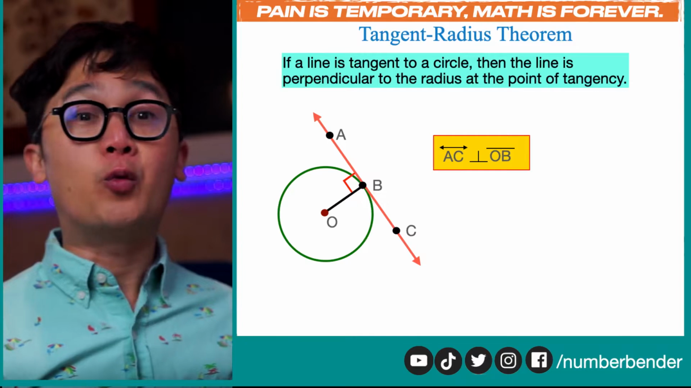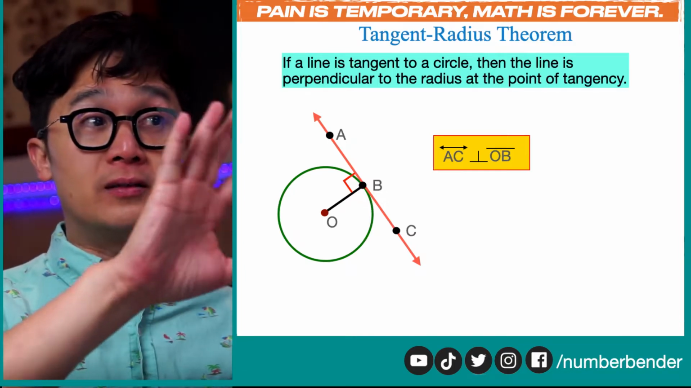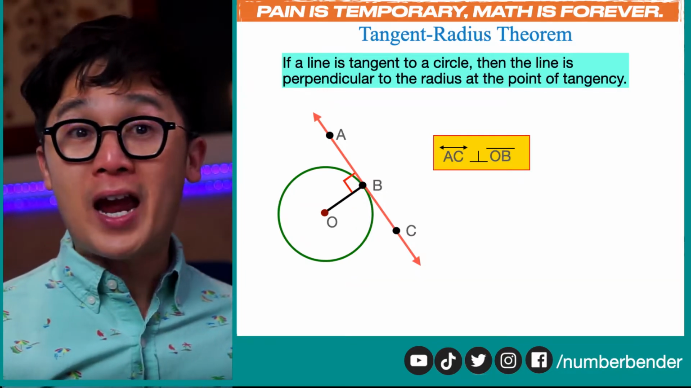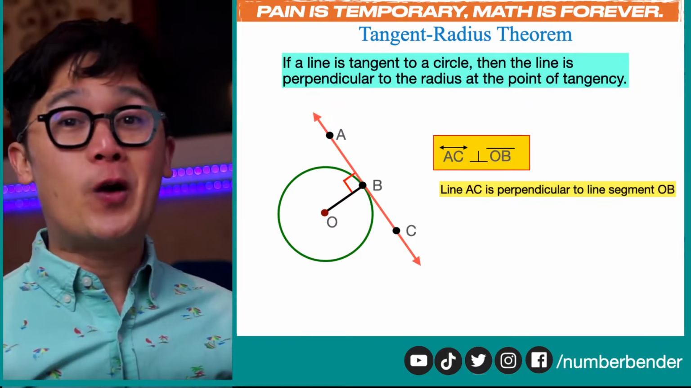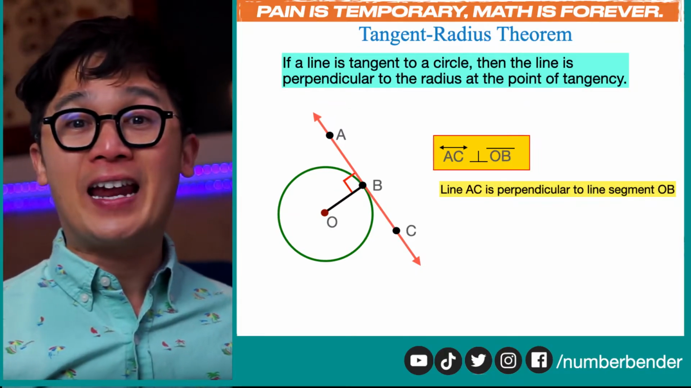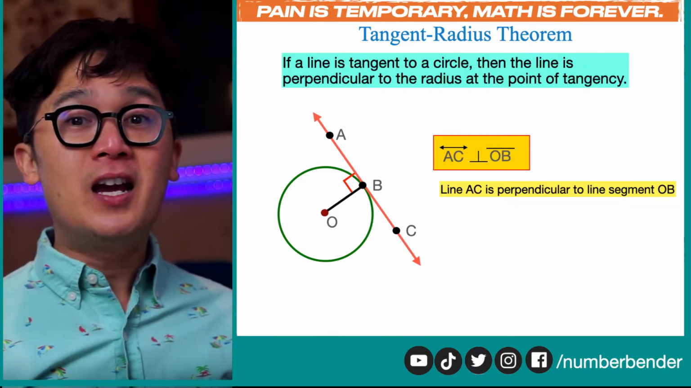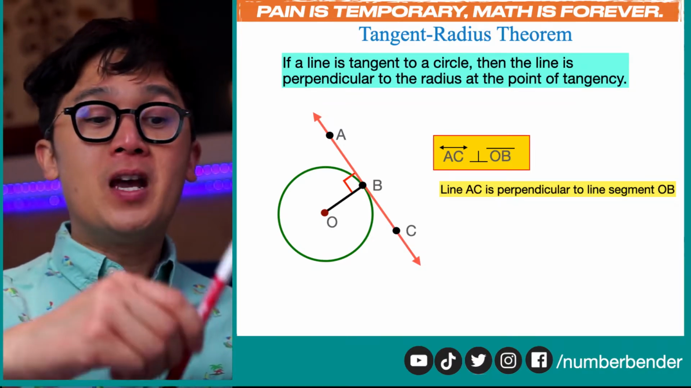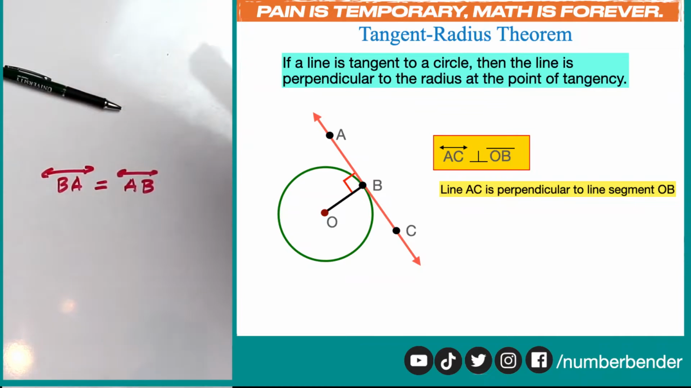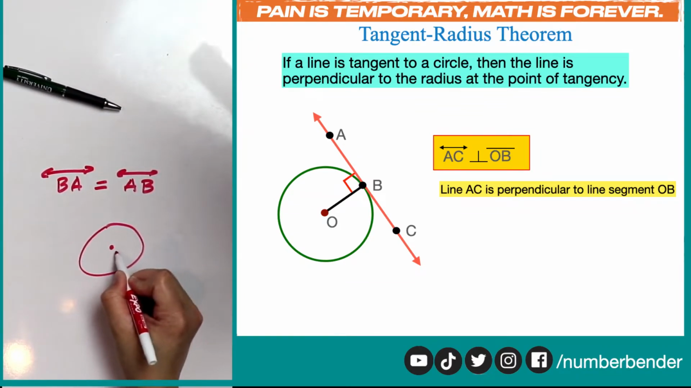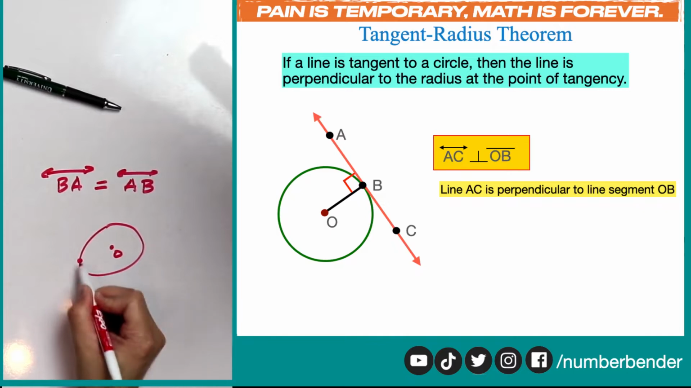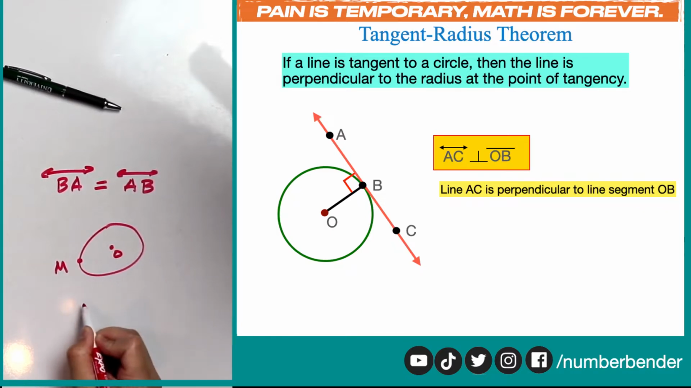And this is how we illustrate it in our diagram and how we write it in symbol form. And in sentence form, or in English form, we read this as line AC is perpendicular to line segment OB. So in this particular theorem, the tangent radius theorem, let's say we have a circle O and we have a point, let's say point M right here.